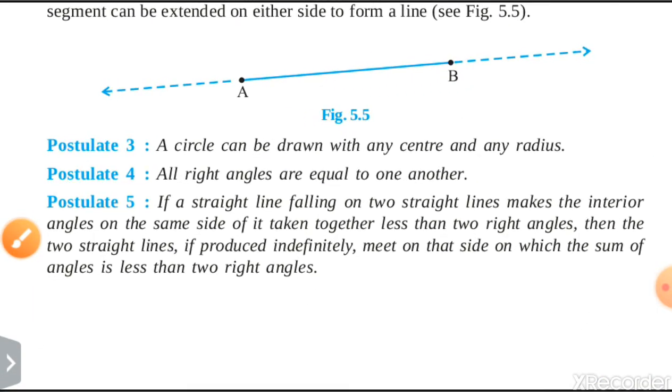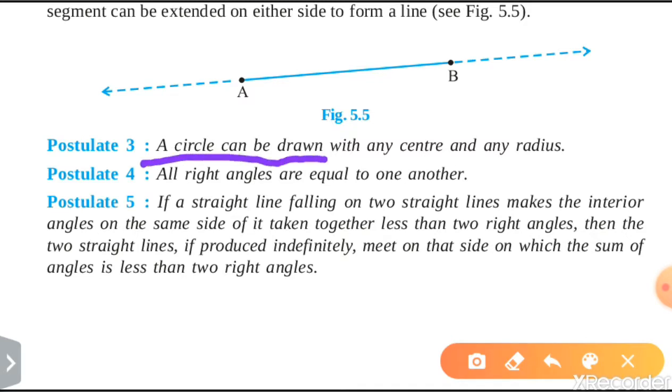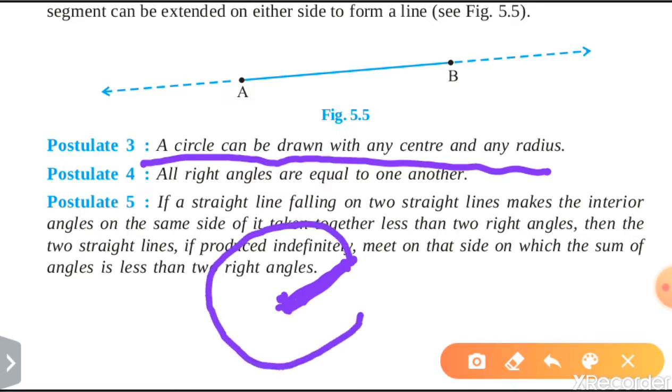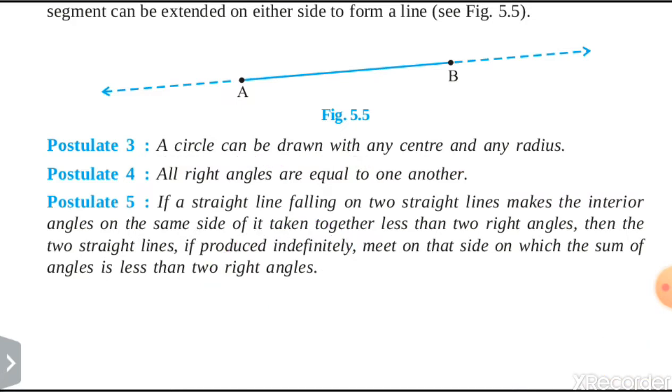A circle can be drawn with any center and any radius. If you want to draw a circle, you need a center, meaning a point where you want to draw the circle, and a radius. You take it in a compass, put your compass needle here in the center, then draw an arc like that, and you will get a circle. It means for drawing a circle you need only a radius and a center. Now see the next part.